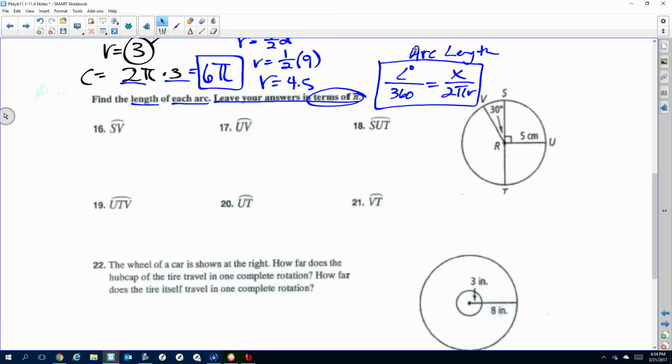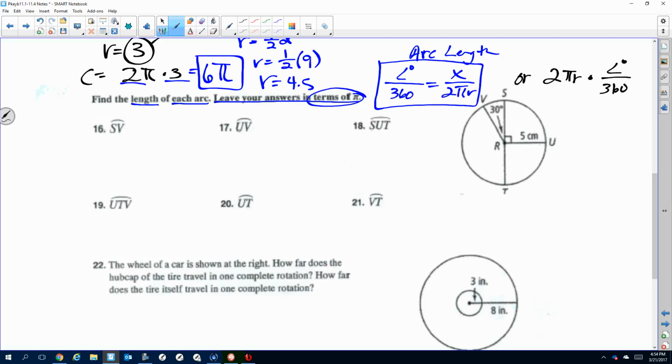Or you can take the circumference, which is the 2 pi r, times the angle over 360, okay? And I'll show you each method, and you pick which one you like the best.